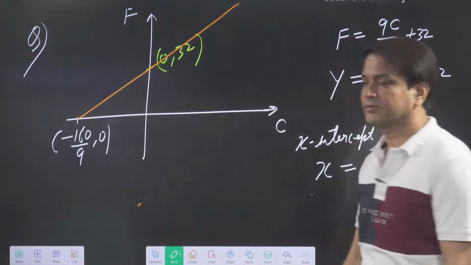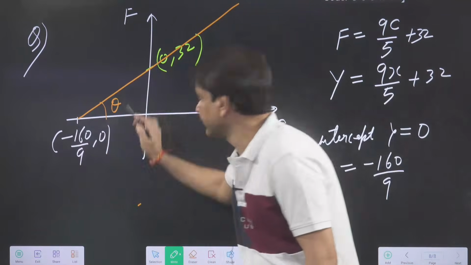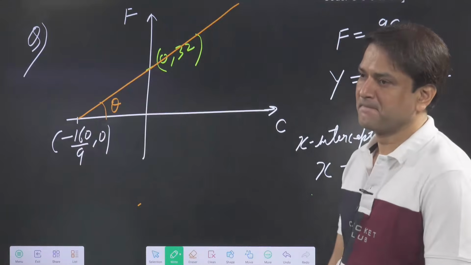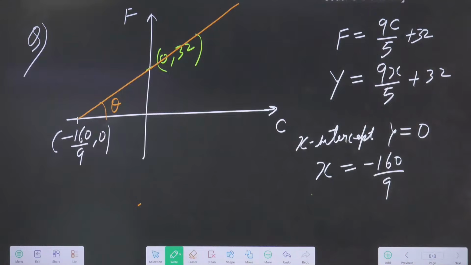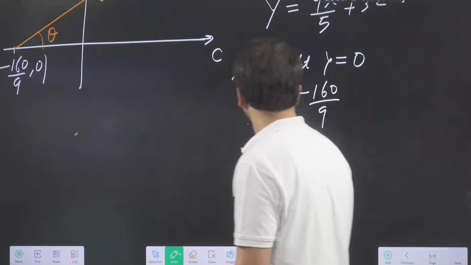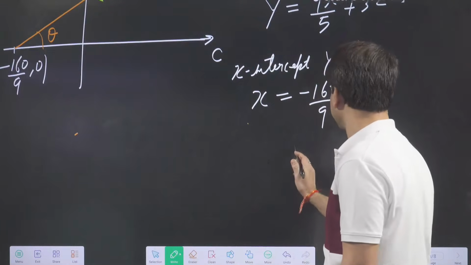Okay. If suppose I say this is theta, then what is tan theta? Tell fast. What is tan theta? 9 by 5, because y is equal to mx plus c. So in place of m, what do we have? 9 by 5. So we can say tan theta is equal to 9 by 5.